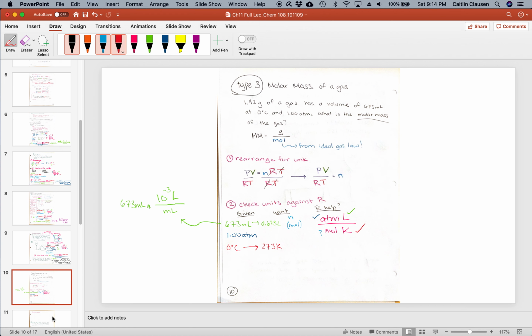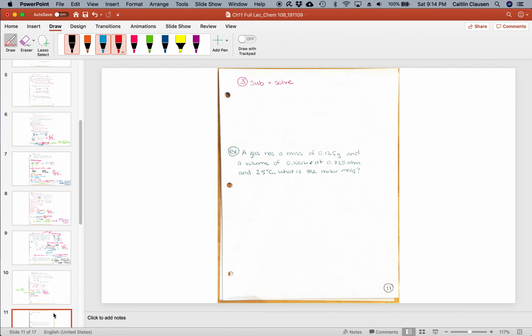Now we can go on to step 3, which is just plug all of that into our rearranged equation, and that is going to give us n equals our pressure times our volume. Don't forget to write your trailing zeros. They matter when you try and figure out significant figures.